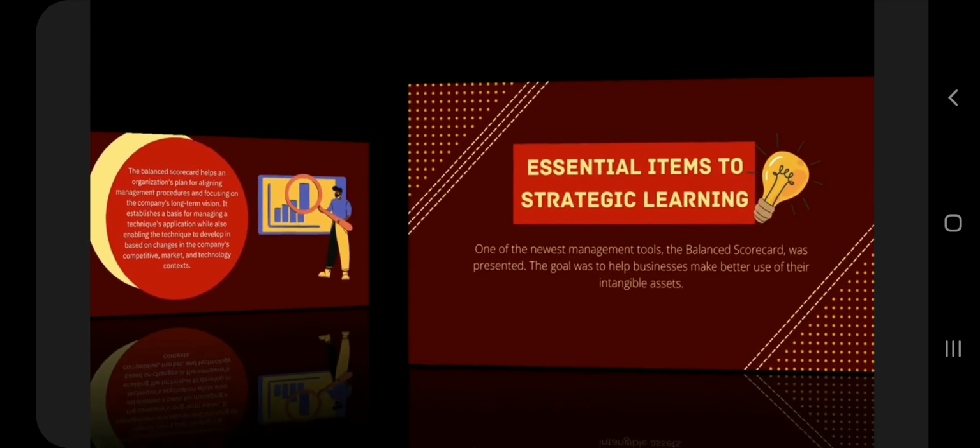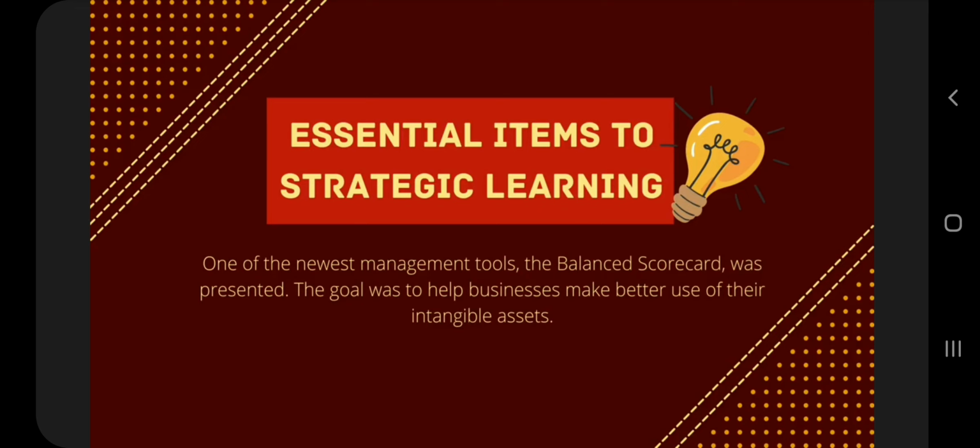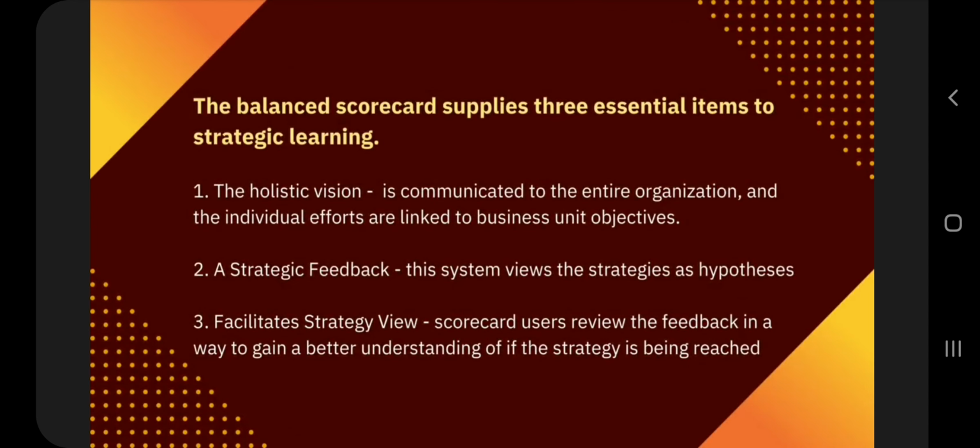Essential items to strategic learning. One of the newest management tools, the Balanced Scorecard, was presented. Traditional financial indicators will be supplemented by the Balanced Scorecard. Managers that use a Balanced Scorecard don't have to rely solely on short-term financial performance to gauge their organization's growth. The Balanced Scorecard supplies 3 essential items to strategic learning.